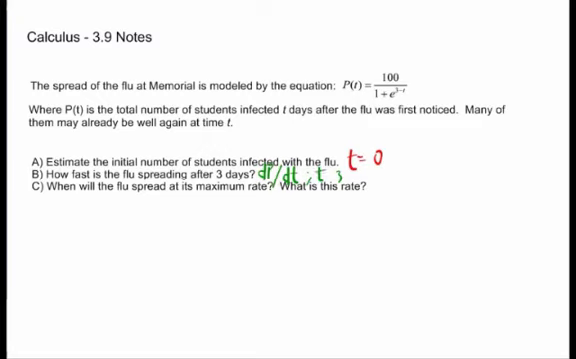And then to find when the flu is spreading at its maximum rate, we want to look for the maximum point on the graph, and we'll use our graphing calculators for that. So we'll check that out in just a second. But anyway, the initial number of kids infected with the flu, we're going to take this t right here and make it a 3. So P of 0, not P of 3, P of 0. And we're going to have 100 over 1 plus e to the 3rd power minus 0.